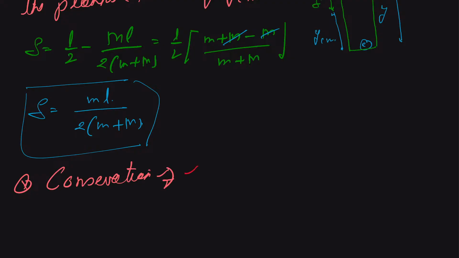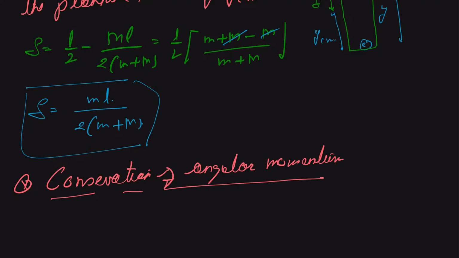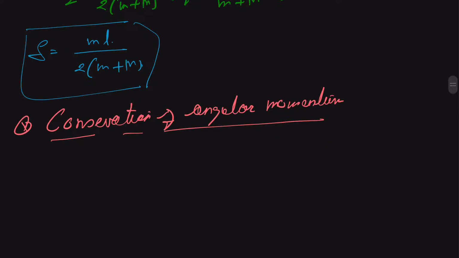Conservation of angular momentum. Because there is no external torque, there is no friction, so the angular momentum about the system's center of mass is going to remain conserved. We have to remember that this angular momentum is with respect to the center of mass of the system.